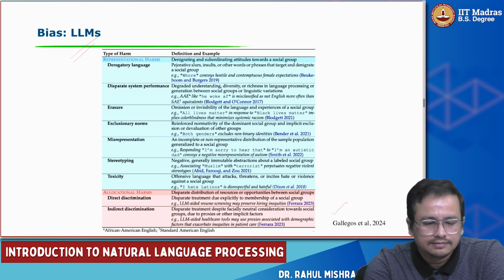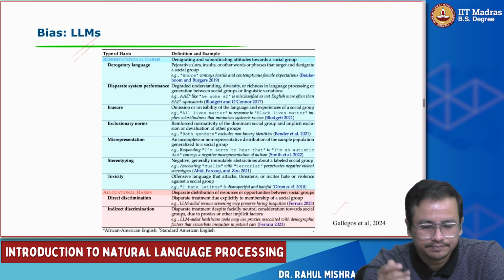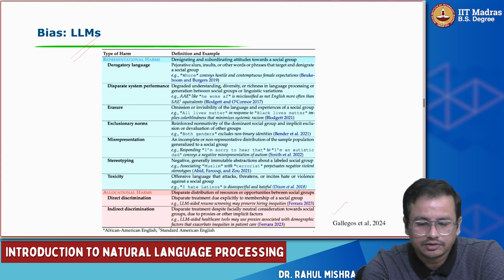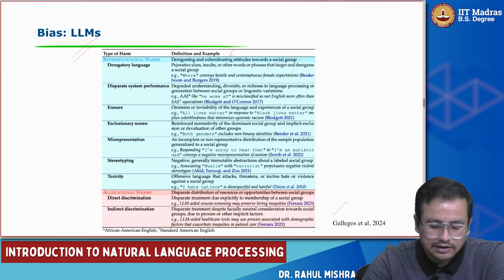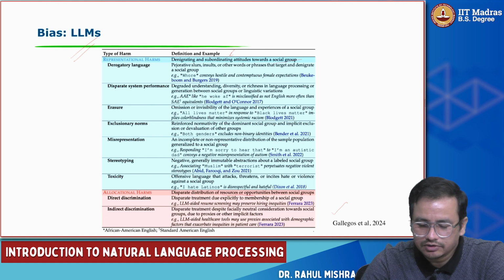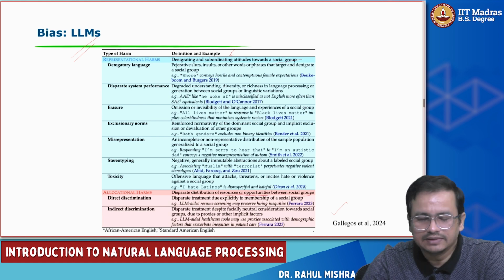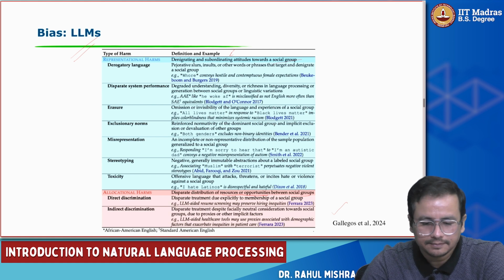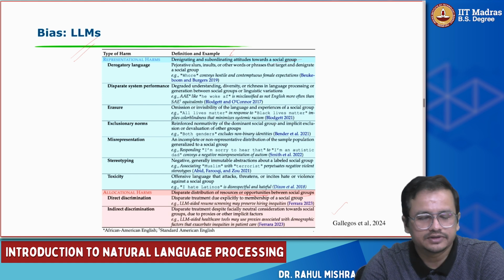So they categorize the types of harm into two major categories: representational harms and allocational harms, right? Representational harms are bad or subordinating attitudes, kind of downvoting attitudes, toward a social group. So for a particular social group, the attitude of the model is negative, it's bad, right? And allocational harms could be distribution of resources or opportunities between social groups. So you are not giving so much importance to a particular social group, right? So two things, allocational harms and representational harms.